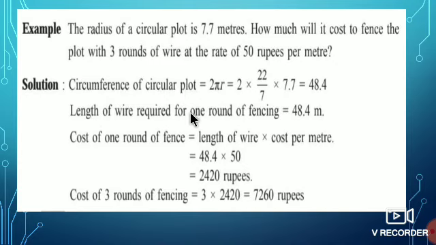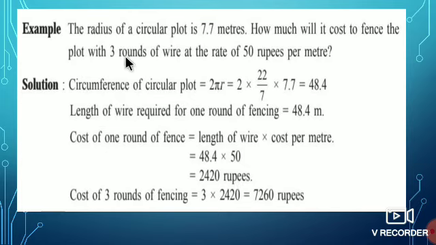The cost of 1 round of fencing of that plot is given. That is 50 rupees per meter. And here how many meters are there? 48.4 meters. So find out the cost for 1 round of the fencing. So 48.4 into 50. This 50, and this is the circumference. 2420 rupees is the cost for 1 round of fencing.